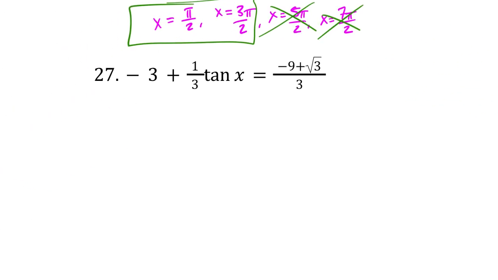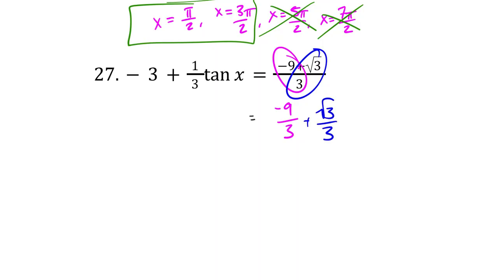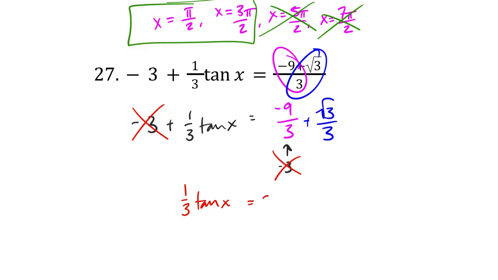Okay, next one. This was one of the ones that we had a little bit of trouble with in class. Remember that you can set this up as negative 9 over 3 plus root 3 over 3. That's just a thing you can do. Negative 3 plus 1/3 tangent of x. Okay, this is just negative 3, and so this part will cancel with this. And so you get 1/3 tangent of x equals root 3 over 3. We're going to multiply both sides by 3, and that's going to cancel this denominator with this denominator. So we're going to get tangent of x equals root 3. Where is that? Well, that's at pi over 3 and 4 pi over 3.